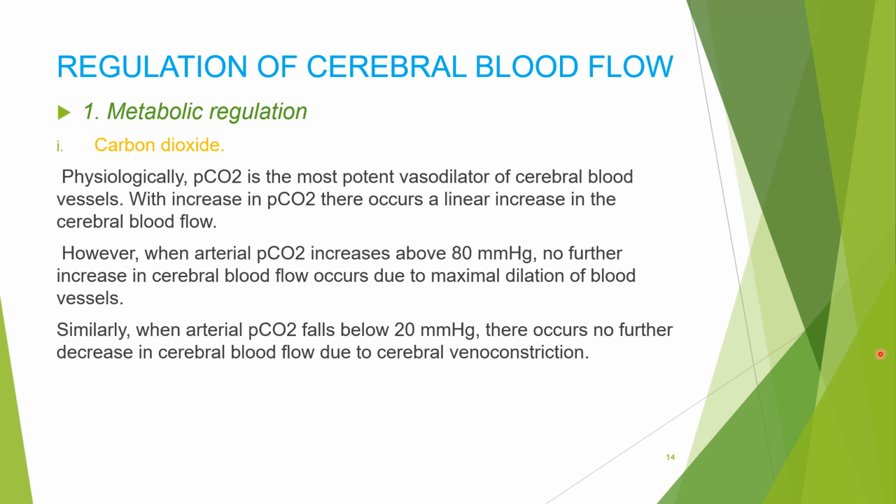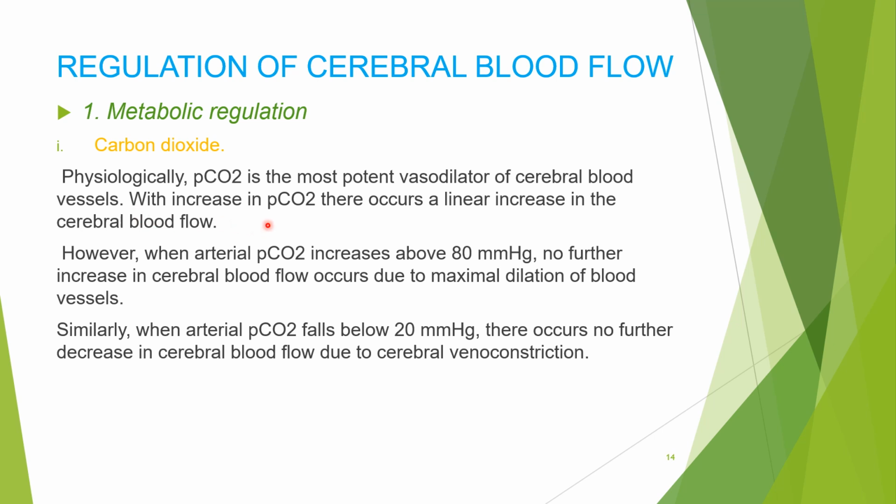So first, coming to the metabolic regulation. In the metabolic regulation, we are discussing carbon dioxide regulation. Okay. So, how is carbon dioxide regulating? Physiologically, the partial pressure of carbon dioxide, that is PCO2, is the most potent vasodilator of the cerebral blood vessels. Okay. So, this is the first point you have to remember, that the partial pressure of carbon dioxide is the most potent vasodilator of the cerebral blood vessels.